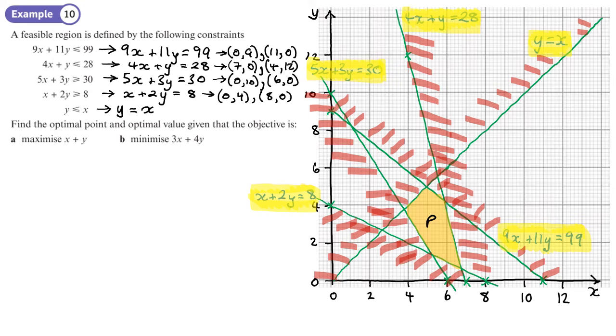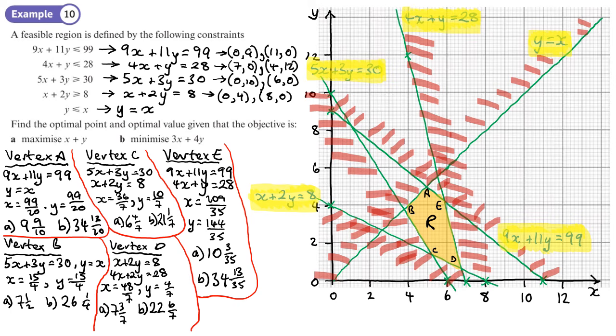Now, for me to use the vertex testing method to either maximize x plus y or minimize 3x plus 4y, what I'm going to need to do is to find out what the vertices of this polygon are. So to help with that, I'm going to label each vertex with a letter A, B, C, D, E. So there's 5 of them to do. So let's do that now. Right, so we've got all of the vertices worked out here.